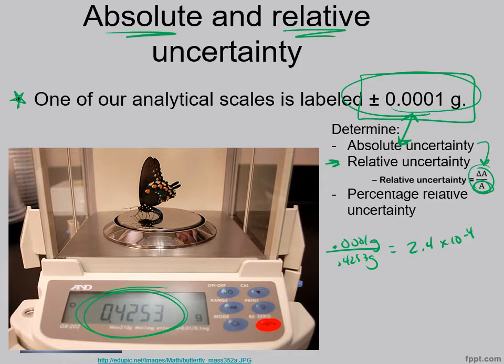I can change that to a percent if I want to by multiplying by 100. We'll get 2.4 times 10 to the minus 2. We could also turn that into a decimal that's not in scientific notation. We could do our standard notation. It's going to be 0.024. And since these are our percent relative uncertainties, we're going to throw that percent sign at the end. So this is our relative uncertainty, our percent relative uncertainty, our absolute uncertainty.